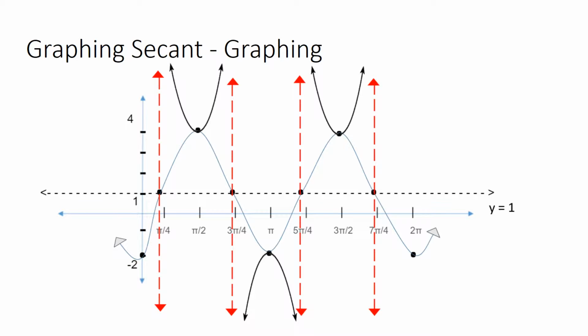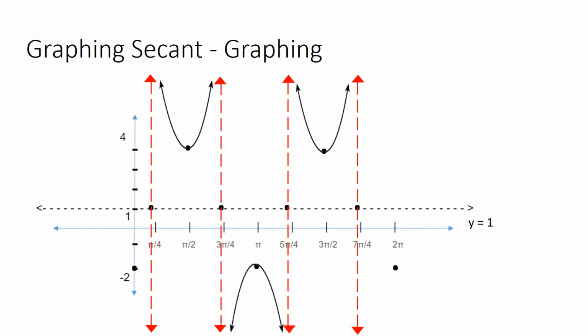And so that is the main step here. That is what you really need to know. And let's remove our cosine function, and you get our finished product, our secant graph.